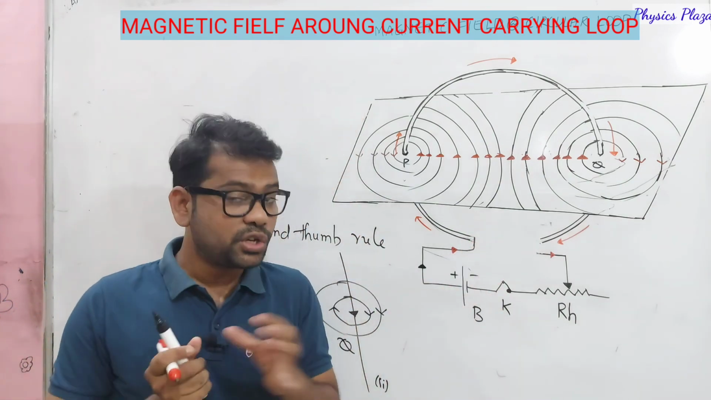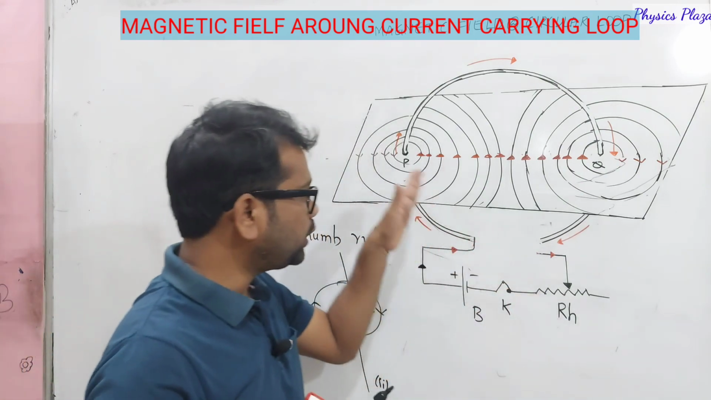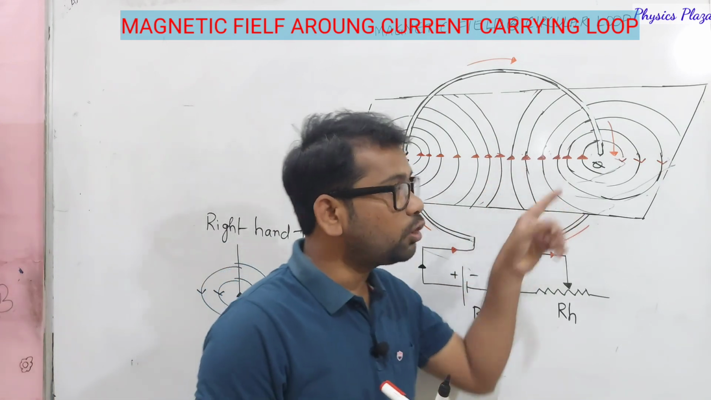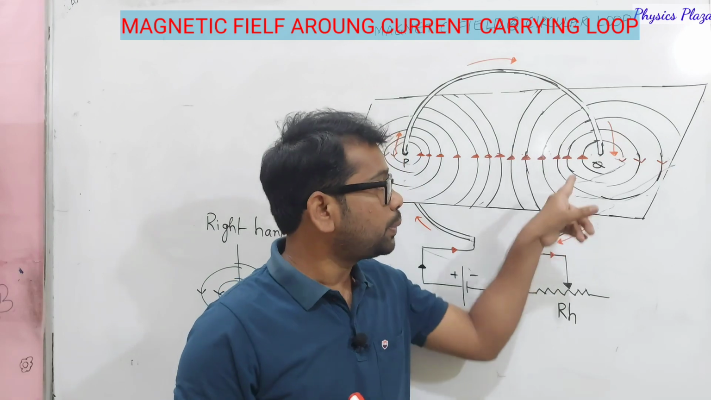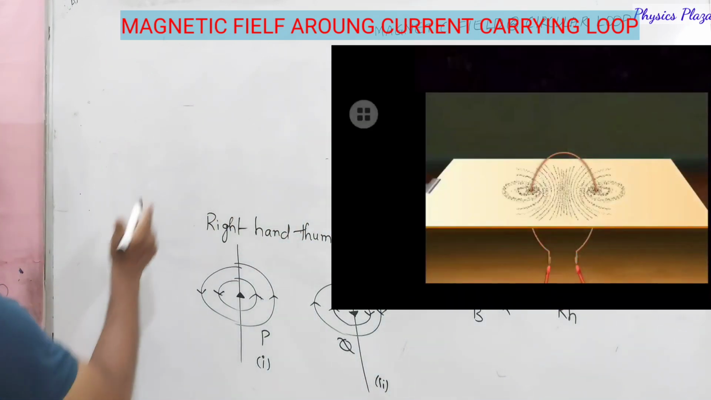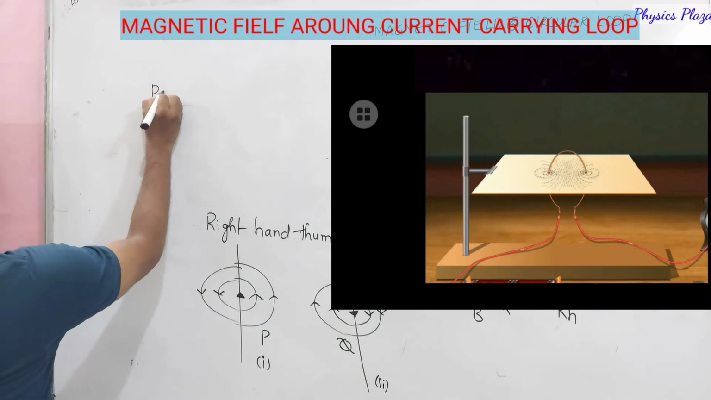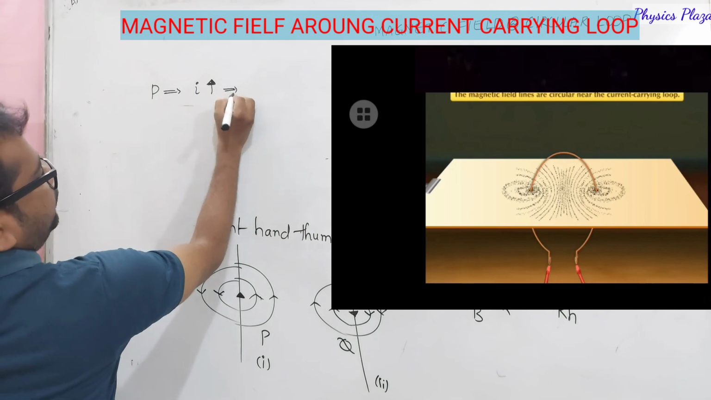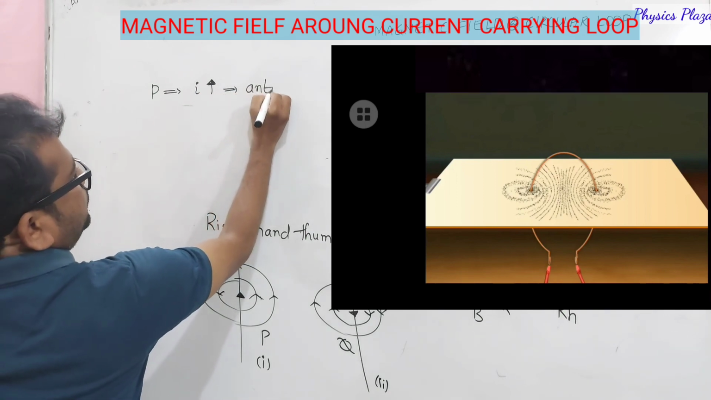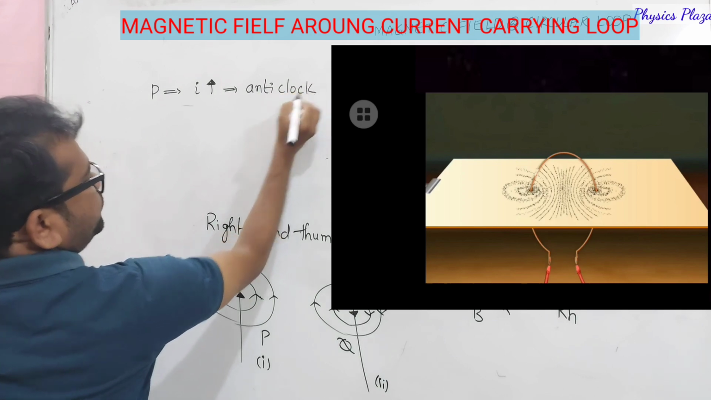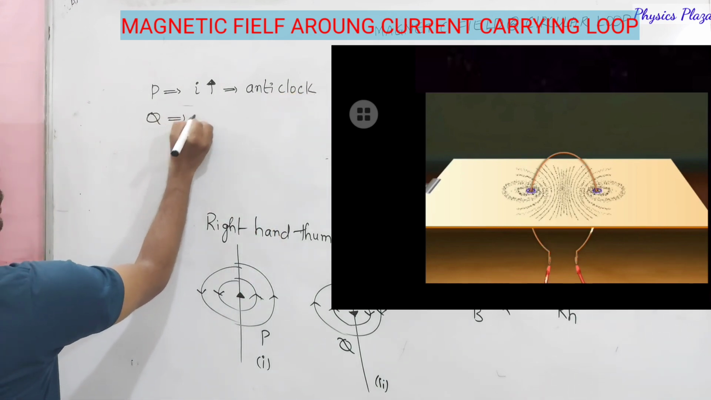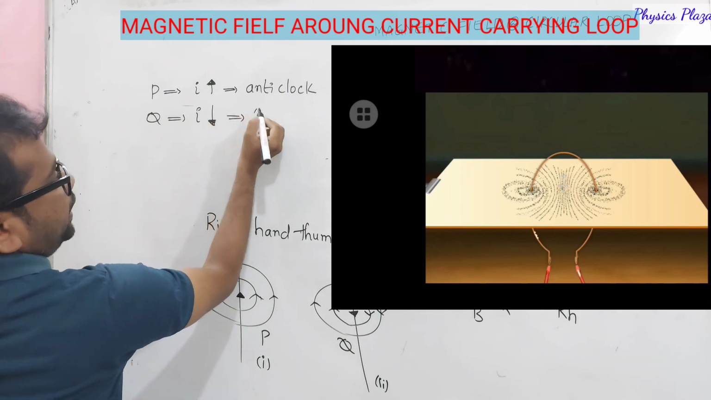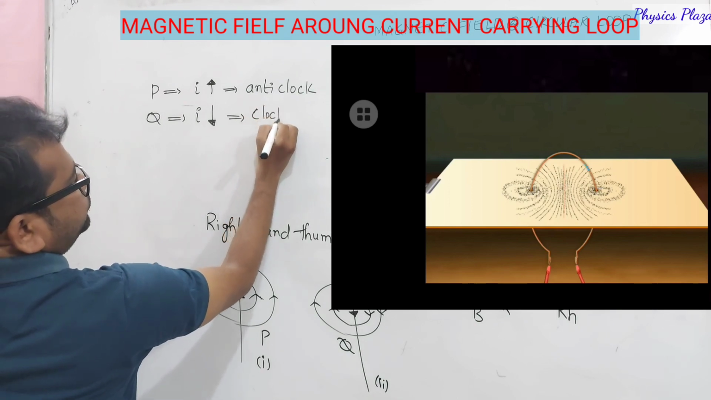It looks like this. Children, first you have to think individually. At a point P, how will the magnetic field be? At a point P, the magnetic field will be in the anti-clockwise direction. At a point Q, how will the magnetic field be? At a point Q, the magnetic field will be in the clockwise direction. Look here. At a point P, as the current is flowing vertically upwards, the magnetic field will be anti-clockwise. Whereas at a point Q, current is flowing vertically downwards, then according to the right hand thumb rule, the magnetic field will be clockwise.